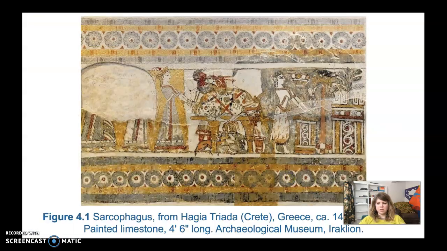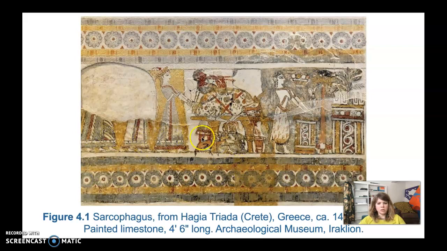So we're going to take a look at a piece that is a great example of the type of art that we're going to be covering in this chapter. This is a sarcophagus from Agia Triada off of Crete in Greece, 1450 to 1400 BCE, and it's painted limestone, 4 feet 6 inches long. These paintings help piece together the funerary rites of Minoan society, and they provide a rare glimpse into the Minoan religion.